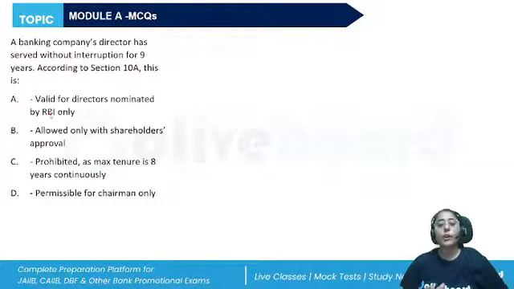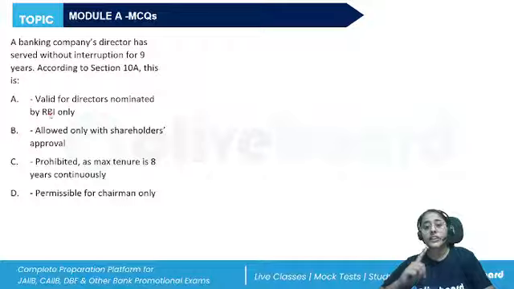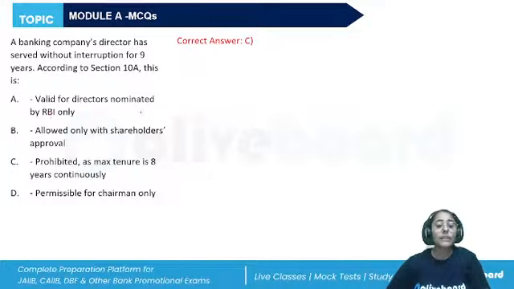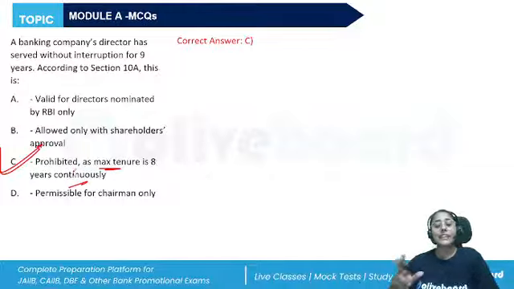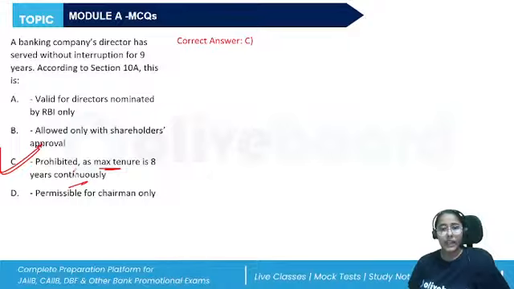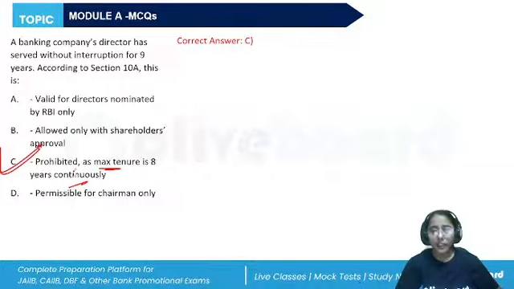If we are talking about the period of office, the directors of the banking company shall not hold office for more than 8 years continuously. All right, so in this situation, this person is holding their office for more than 8 years, so it will be prohibited because the maximum tenure is 8 years. They can be reappointed right after a particular break, but continuously maximum 8 years is allowed.